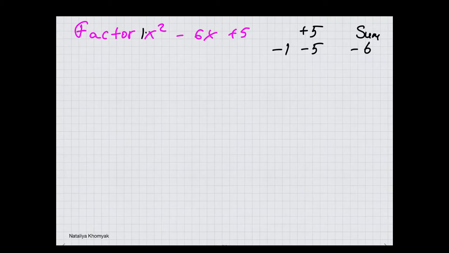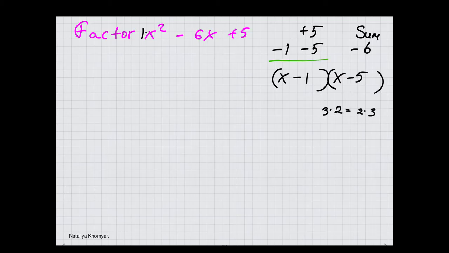So I claim that my solution will be x minus 1, x minus 5. It doesn't matter if you have x minus 5, then x minus 1. Order in multiplication does not matter, just like 3 times 2 is the same as 2 times 3. Since this is our first time, we're going to do it the long way too. So we have minus 5x minus 1x. Let's keep everything else as is.